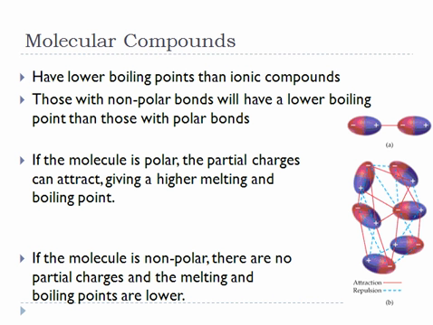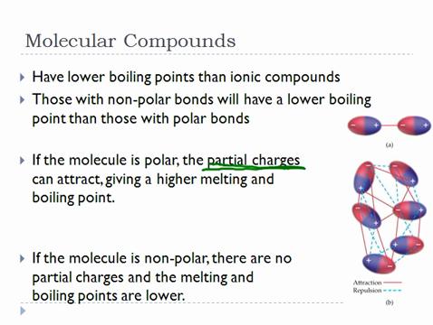All right, next up are molecular compounds. These guys have lower melting points than ionic compounds. Those with non-polar bonds will have a lower boiling point than those with polar bonds. So remember we talked about what happens if a molecule is polar. That means it has partial charges. So if it has a partial charge, even though those charges are not full-on charges like in ionic compounds, they can still attract, and that kind of holds these molecules together like a magnet, and it gives them a higher melting and boiling point.